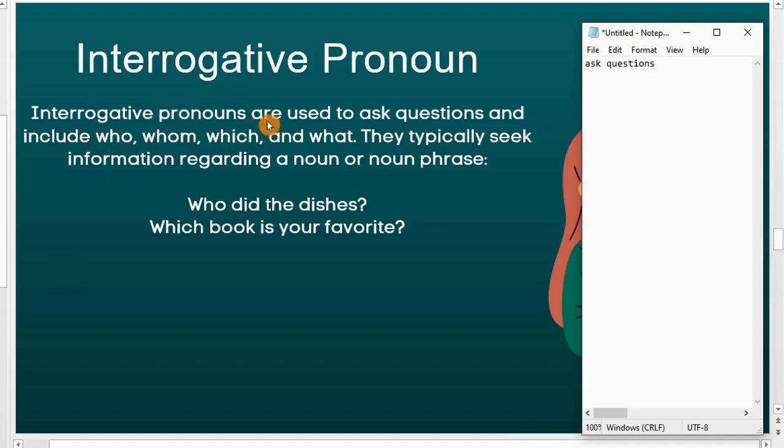Interrogative pronouns are used to ask questions and include who, whom, which, and what. They typically seek information regarding a noun or noun phrase. Who did the dishes? Which book is your favorite? Who did the dishes and which book is your favorite means it's all about questions.